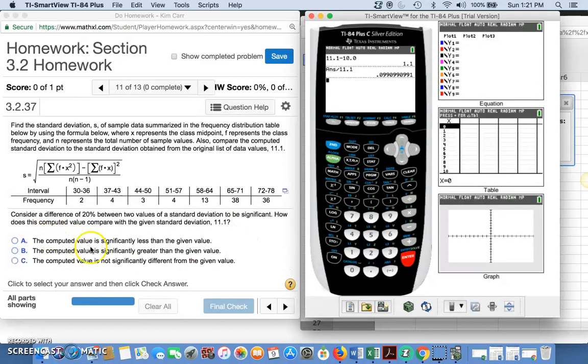The computed value is not significantly different. If this had come up to be 21 or 30 something right here, when we changed it to a percent, then it would be significantly different. It's not significantly different.